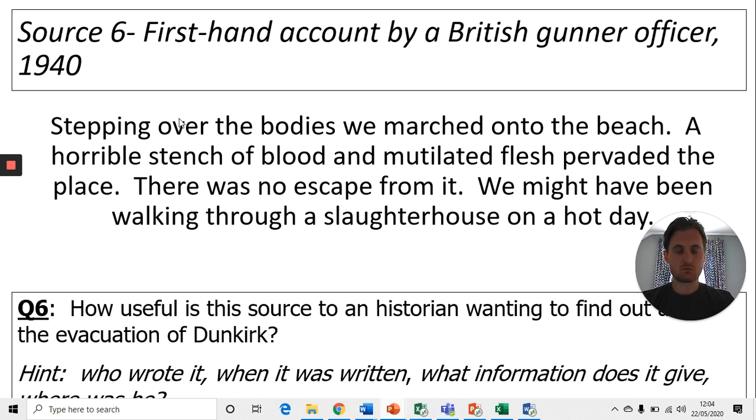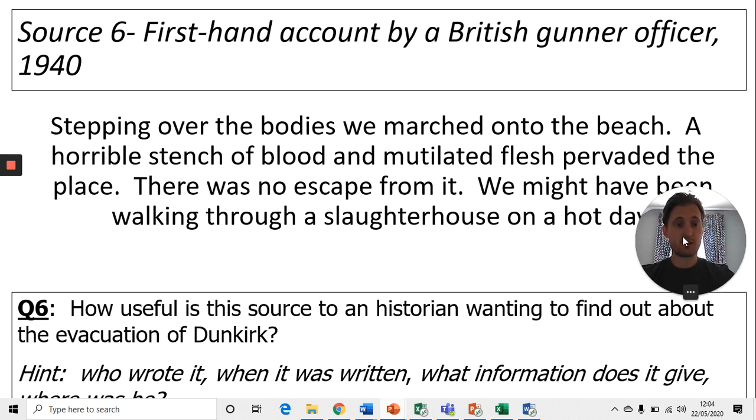Now, what you need to do is you need to look at the source again. And you need to try and answer the question, how useful is the source to a historian wanting to find out about the evacuation of Dunkirk? Now, you need to be thinking about who wrote the source. When was it written? What information does it give? And where was he? So I want you to use this source to try and answer this question. Why is this source useful to a historian? And try and link it to your own knowledge and what you've learned so far. Please pause now, and then afterwards, when you press play again, I will go over and we will explain the source in a bit more detail.